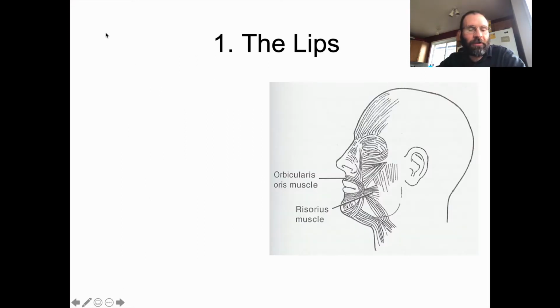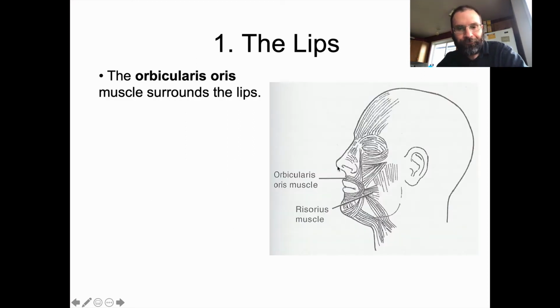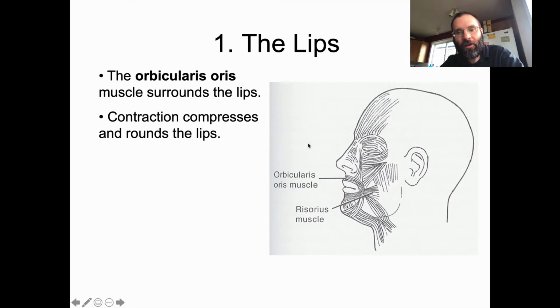Okay, so what muscles do we use to do this? There is a muscle, it's also like a sphincter muscle, you could say, which goes around your lips. It's called the orbicularis oris muscle. And that, when you contract it, is going to basically round your lips. So it will also compress them to a certain extent, which means pushing them together like that, as well as rounding them in that fashion.